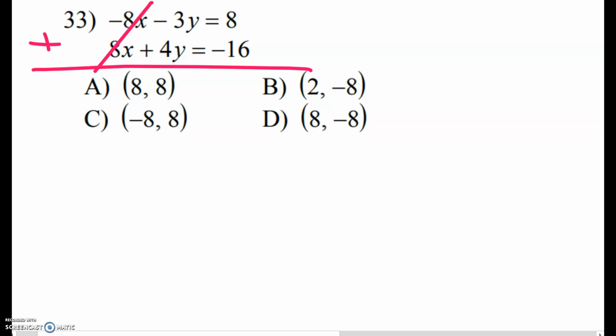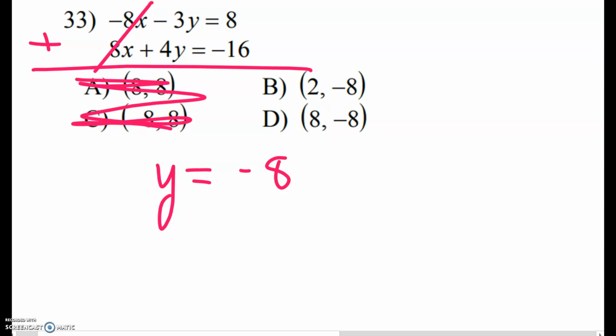Well, negative 8 and those cross out. Negative 3 and positive 4 would make positive 1y. 8 plus negative 16 would make negative 8. So y is negative 8. So it can't be A or C. So if y is negative 8, all we're going to do is go back to the originals and plug negative 8 in. So let's look at the bottom one.